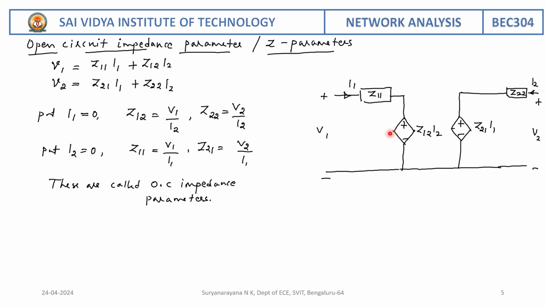The model for Z parameter is as shown. Here Z11 represents input impedance and Z22 represents output impedance.